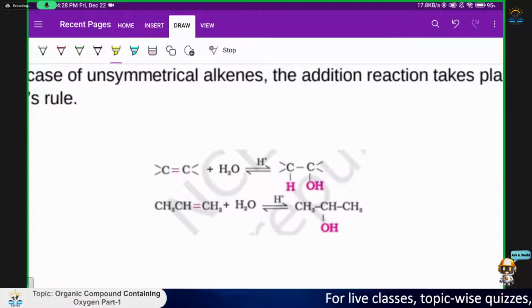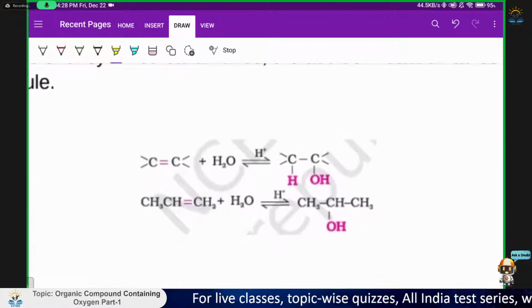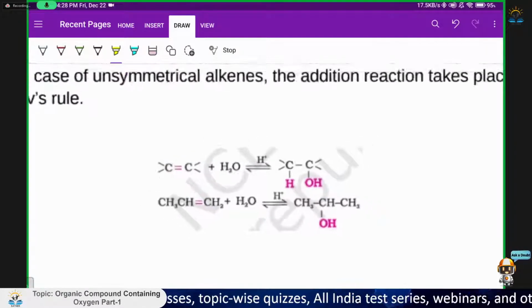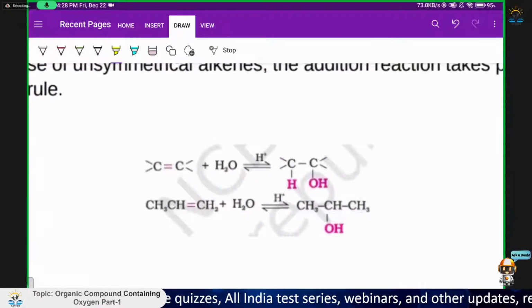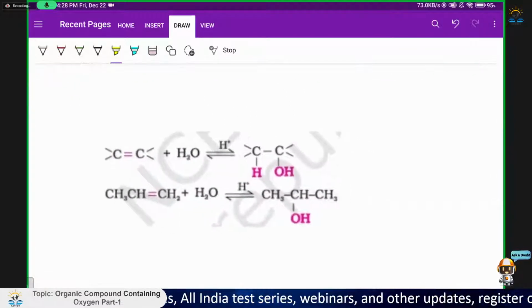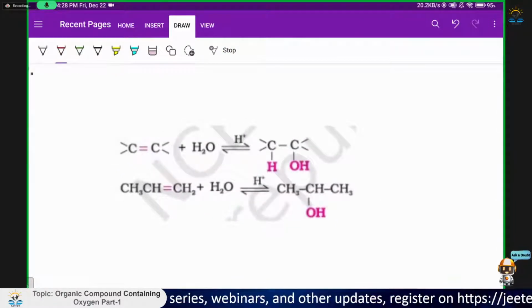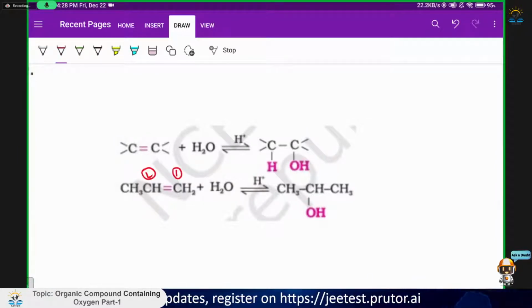So how do we decide where the OH group is going to enter? We have seen that in an alkene the double bond is shared between two carbons. So how do we decide which carbon gets the OH group? This is according to Markovnikov's rule. What does it say? The highly substituted product. We have an example here. The OH group can go to both the first carbon and the second carbon, and we see it goes to the second carbon because that is the more substituted product.